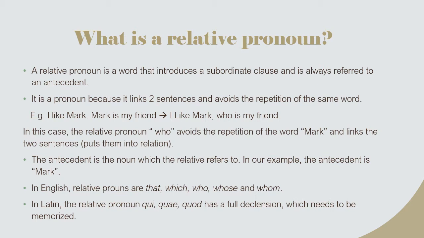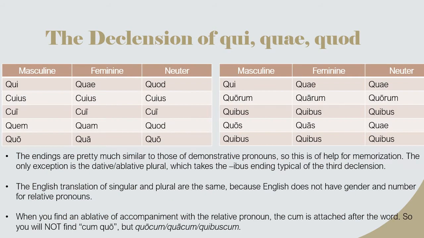In English, the relative pronouns are that, which, who, whose, and whom. In Latin, the relative pronouns are qui, quae, quod, and they have a full declension, which needs to be memorized. So this is the declension of qui, quae, quod. I'm just going to read it aloud.